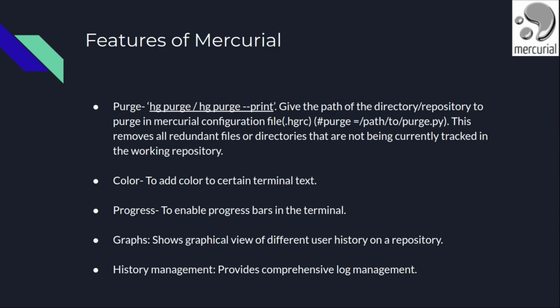Purge. Give the path of the repository to purge in the Mercurial configuration file. This will remove all redundant files or directories that are not being tracked currently. Color, which will be used to add color to the terminal text. Progress will enable you to show progress bars. Graphs will give you a graphical view of the different user history on a repository. History management provides comprehensive log management.